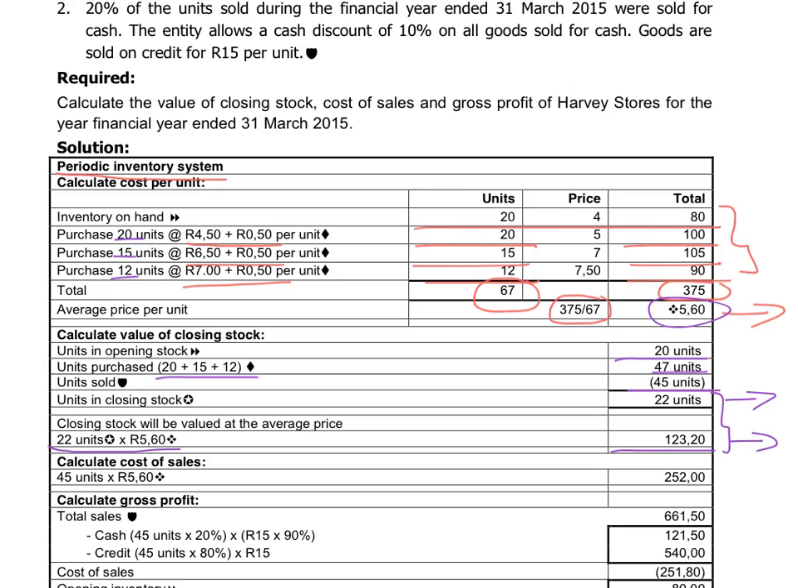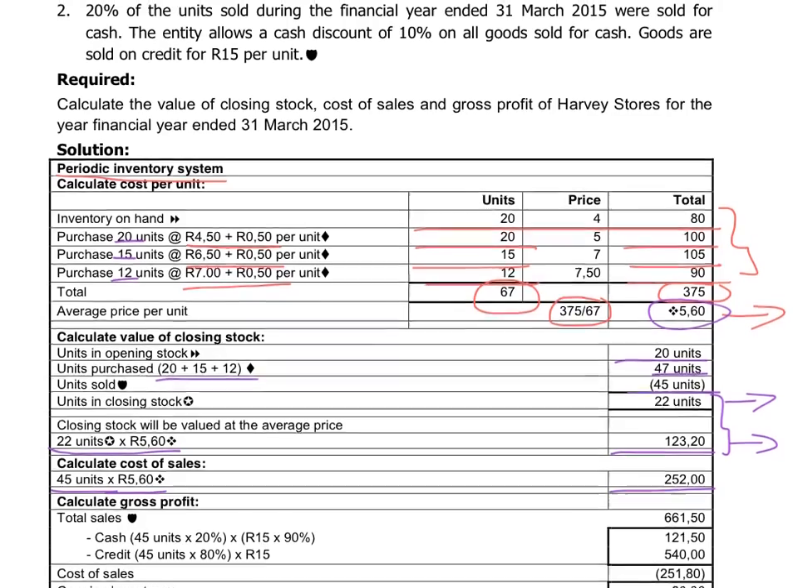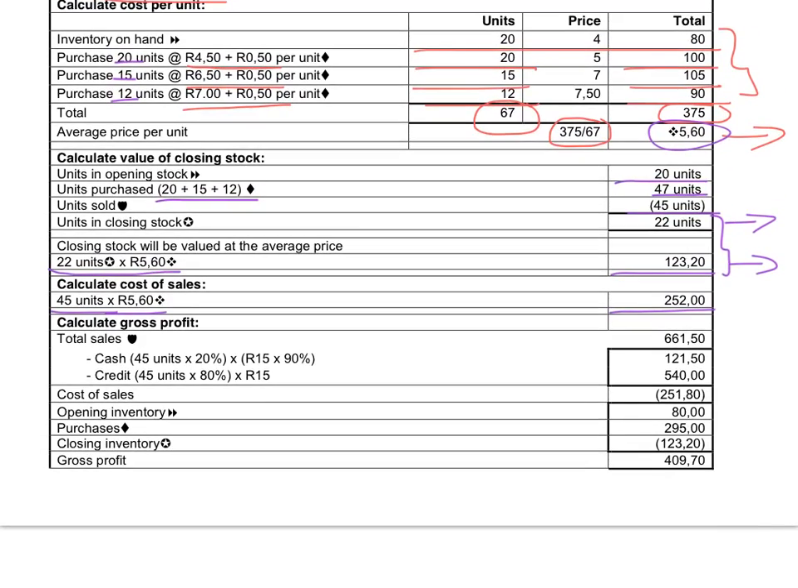If we want to calculate the cost of sales, it means that we have to determine how many units were sold, and we sold 45 units. They've given it to us. The cost price is the average price of R5.60, so it means that the cost of sales will be equal to R252. If we want to calculate the gross profit, we have to determine the sales price and the cost of sales to calculate the gross profit.